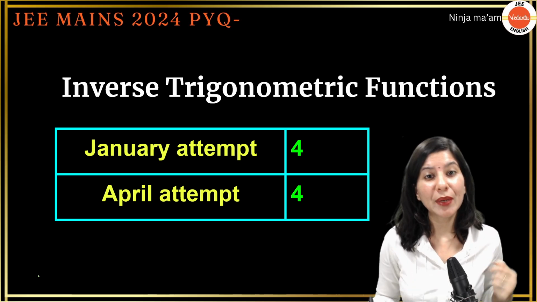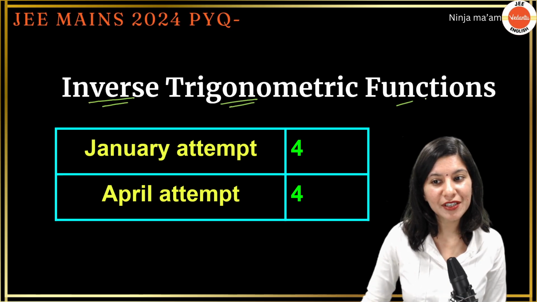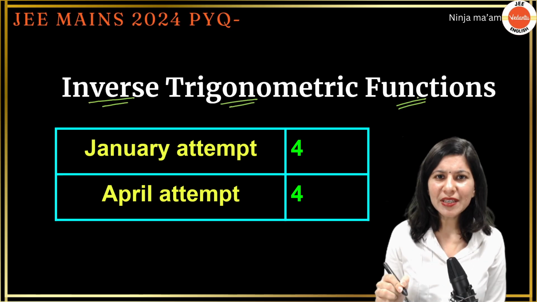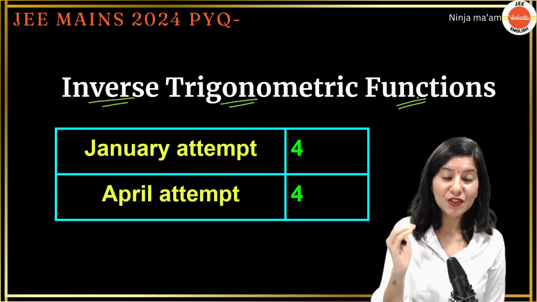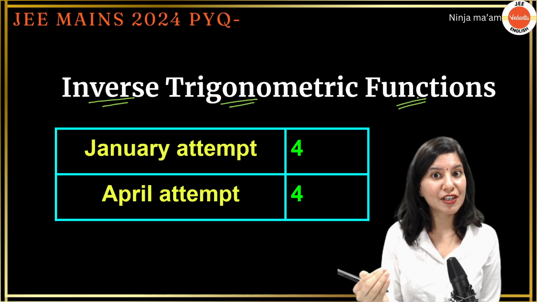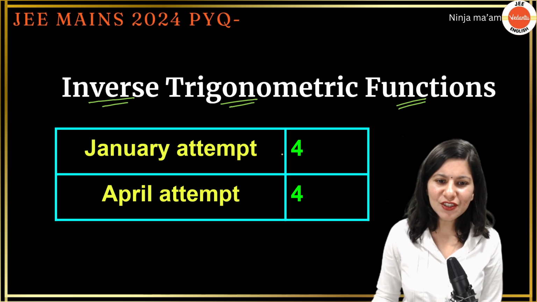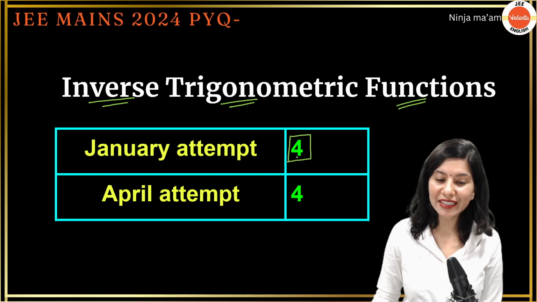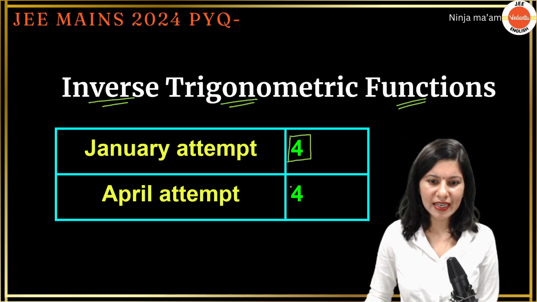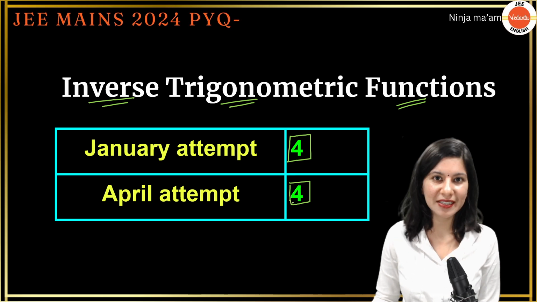Hello my ninja warriors. In today's session, we are going to solve all the PYQs which were asked in the April attempt of JEE Main 2024 from the chapter Inverse Trigonometric Functions. With me, I have all the data related to your JEE Main 2024 as far as your ITF is concerned. So you can clearly see on your screen that in the January attempt, 4 questions were asked from ITF. And the same data is for the April attempt. 4 questions were asked in the April attempt as well.